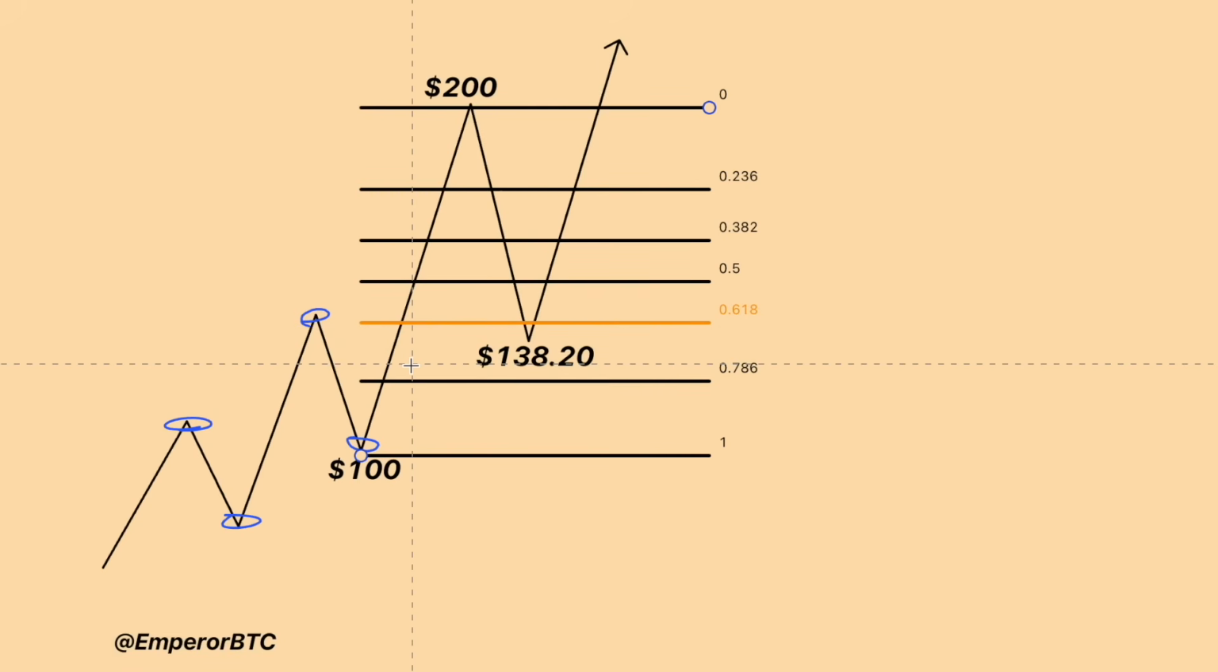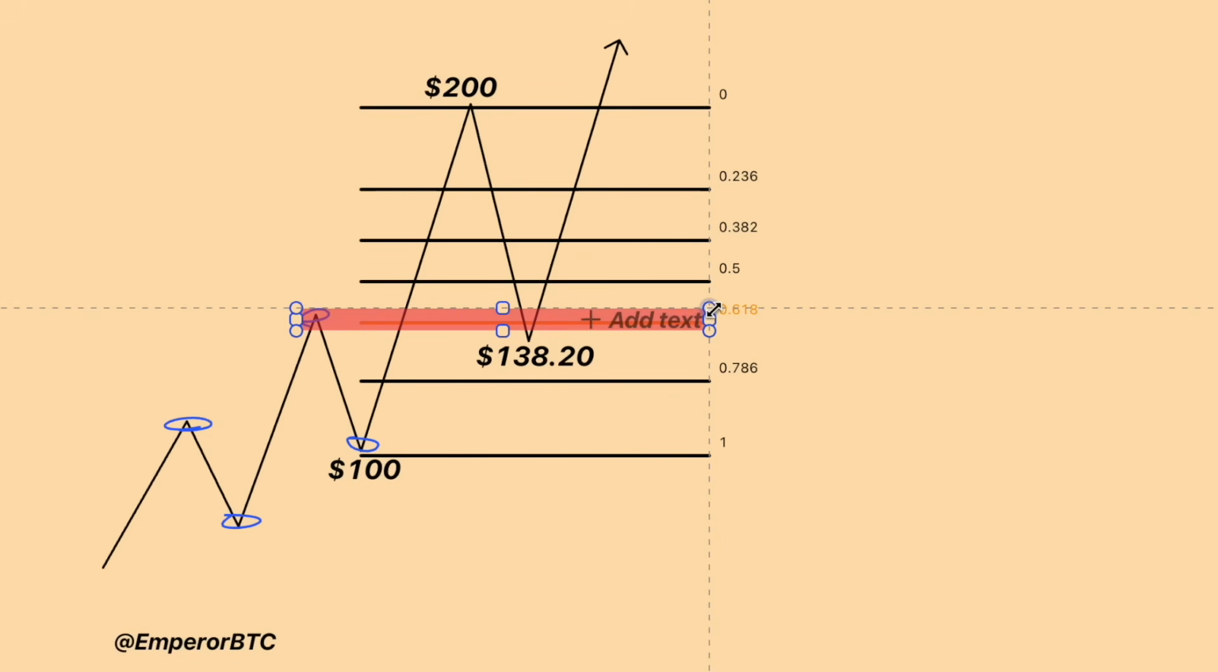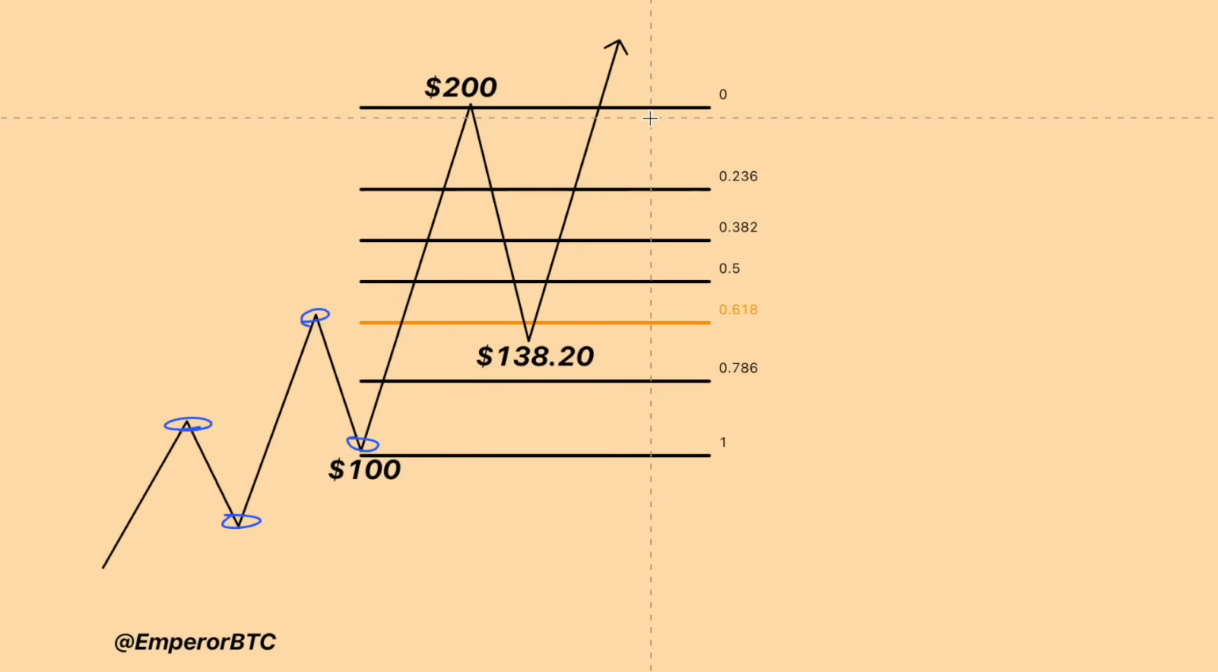And at those levels, they often align with structure, liquidity pools, or volume shelves, making them ideal areas to watch for bounce or continuation trades. Example, this could be a support and resistance flip of this level. So in confluence, it could be a strong buy. So to be clear, Fibonacci isn't magic and it doesn't predict the future.